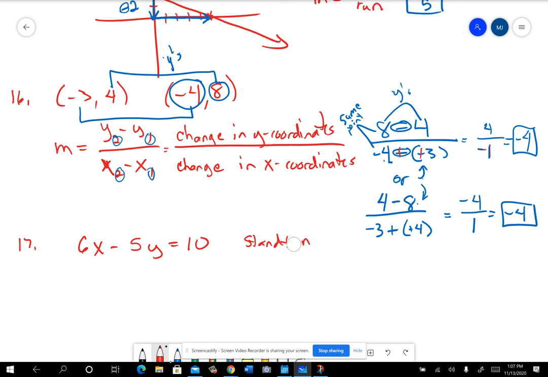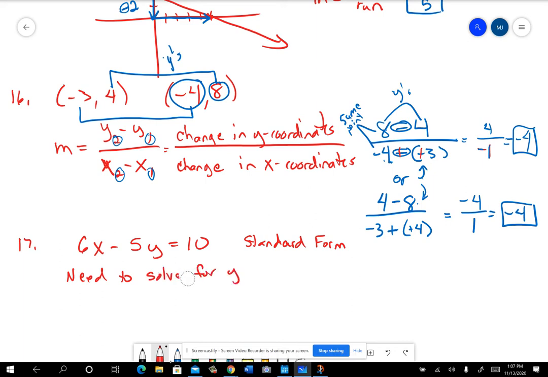Standard, I didn't spell that right. Try that again. Standard form. Okay, what they're wanting you to do is look at that equation and determine the slope. So your plan should be, you need to solve for the y.